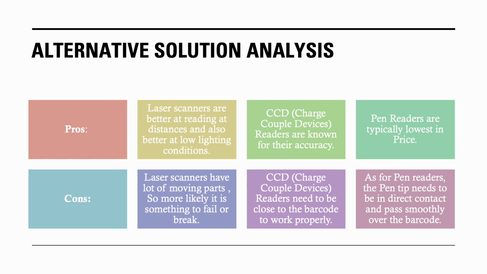The cons, nothing but the disadvantages: for the laser implementation, there are lots of moving parts, so something is more likely to fail or break. CCD readers need to be close to the barcode to work properly. As for the pen readers, the pen tip needs to be in direct contact and pass smoothly over the barcode.